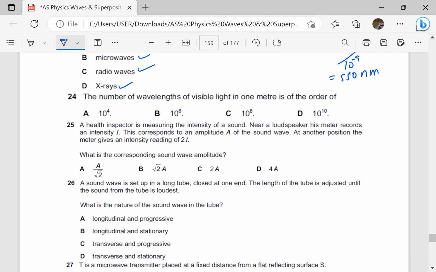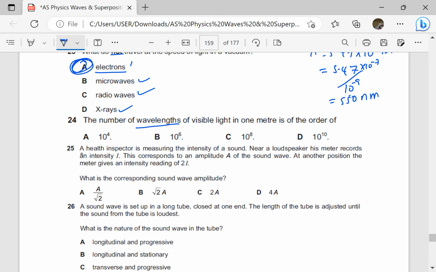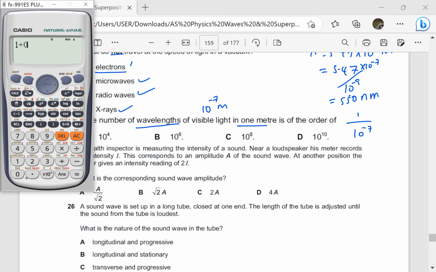The number of wavelengths of visible light in 1 meter is of the order of what? So we note that for visible light, wavelength is approximately 10 power negative 7 meters. So how many wavelengths are in 1 meter? So we just say 1 divided by 10 power negative 7. So a value which is close to the answer here will be actually the number of wavelengths. So 1 divided by 10 power negative 7.